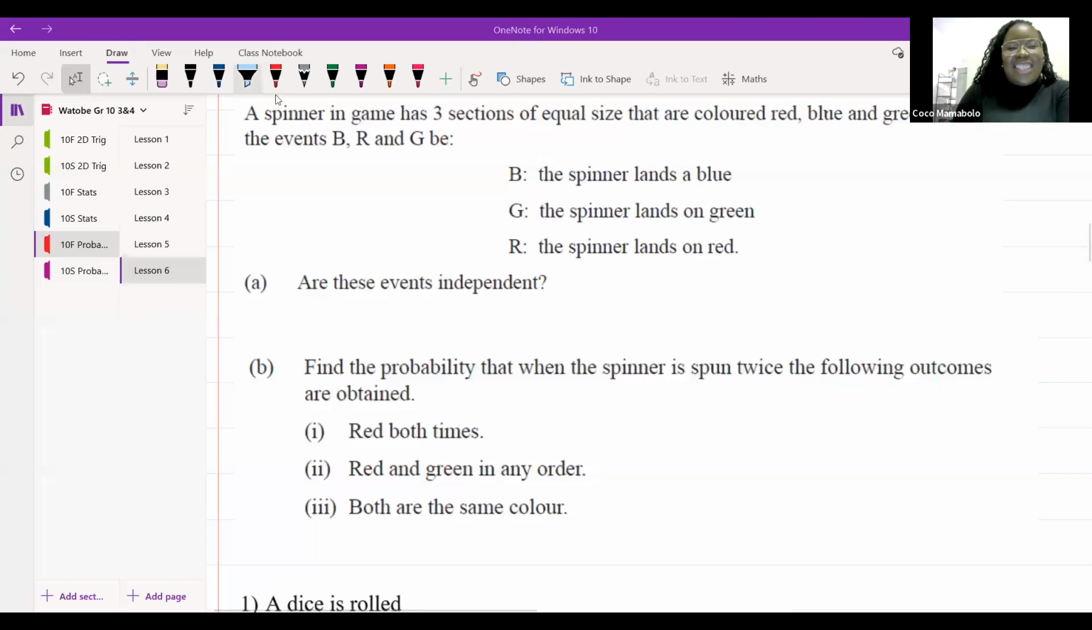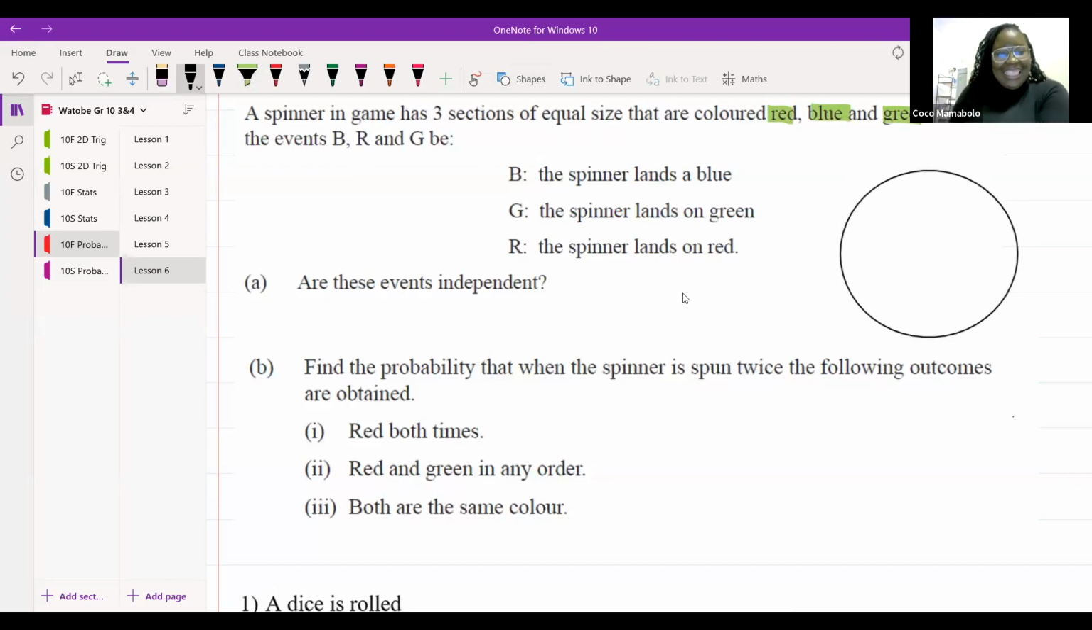All right, let's get started on this question here, guys. A spinner in a game has 3 sections of equal size that are colored red, blue, and green. So we're going to draw the spinner real quickly, and I'm going to show you what it actually looks like. It's a circular spinner, right? And it's split up into 3 parts.